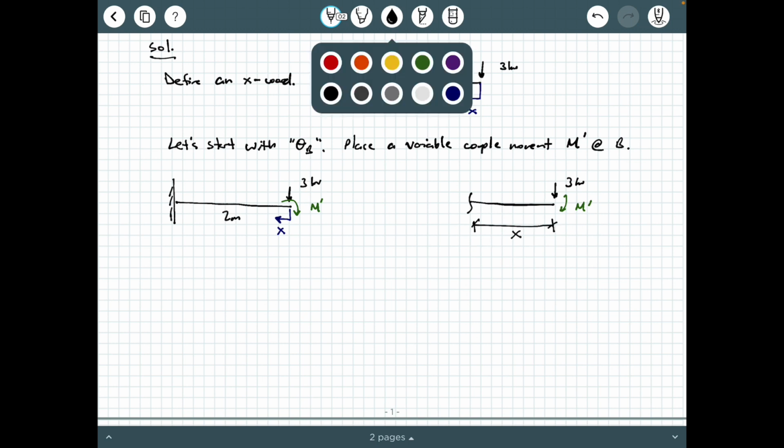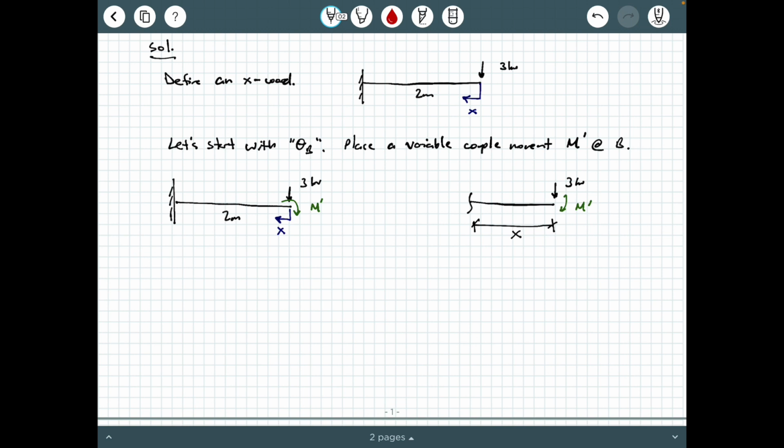And then what becomes visible when I make this cut? Well, I'm going to have an internal moment function, M. Now, I'm also going to have an internal shear function, but for Castigliano's method, I'm not really interested in that. I'm just interested in that internal moment function, M. And so I'm going to say sum of the moments about the cut equals 0, counterclockwise positive.